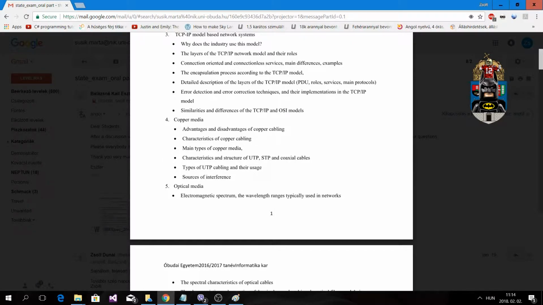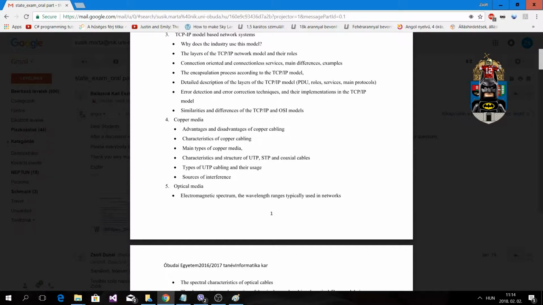The main types of copper media are the unshielded twisted pair, the shielded twisted pair, and the coaxial cable. So how do they look? The unshielded twisted pair is the simplest one. It's the cheapest one, and it's really easy to use. Here we have an outer jacket that in every case will protect from minor physical damage, and we have twisted or wrapped pairs in it. They are twisted in order to have some noise protection. And basically that's all about the unshielded twisted pair.